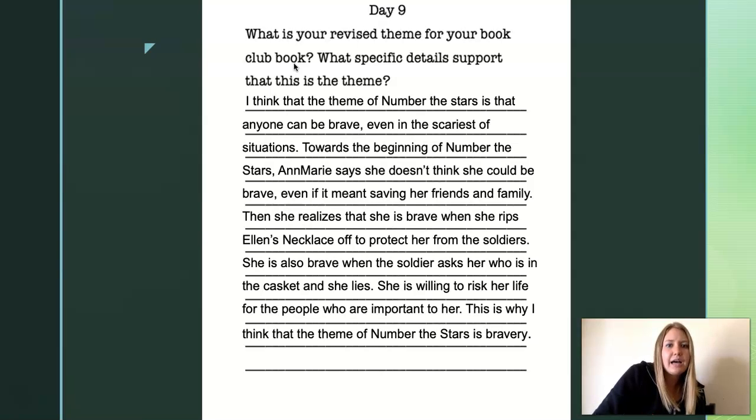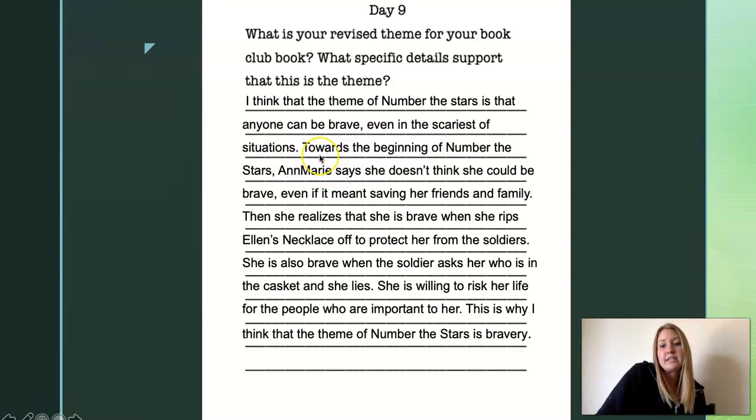Even if you still think that that main keyword like bravery is your theme, you're probably going to change the wording a little bit about how your character changed in the story, because now you really know how they changed. So I think that the theme of Number the Stars is that anyone can be brave, even in the scariest of situations. That right there is my theme statement. When I say anyone can be brave, even in the scariest of situations, I do not have Number the Stars in that part, and I don't have the names of the characters there. Yes, I say it right here, but that's not part of my theme statement. The theme statement is really that part there.